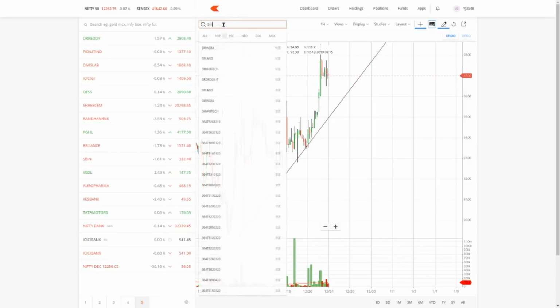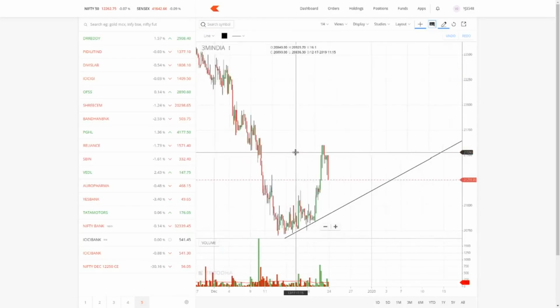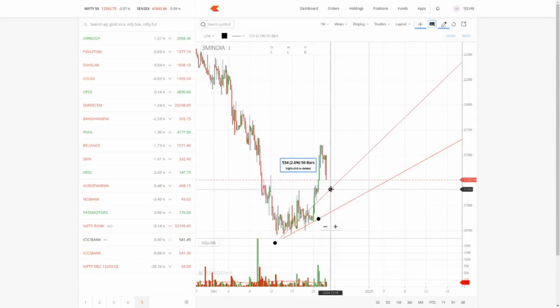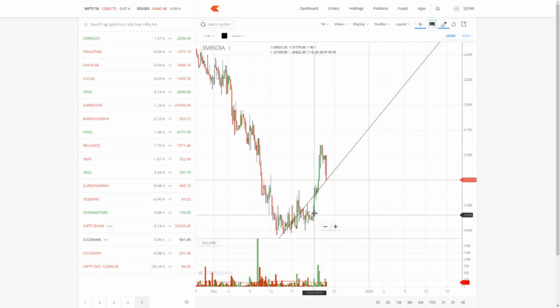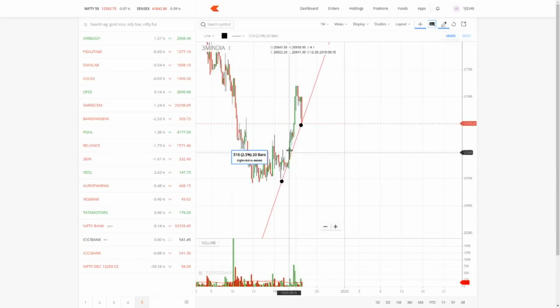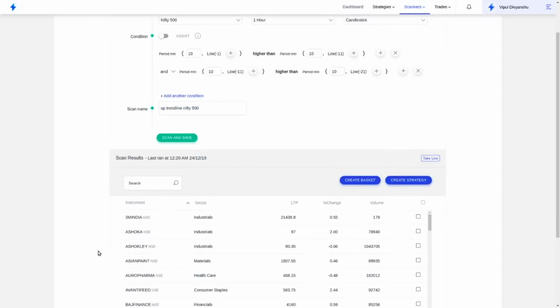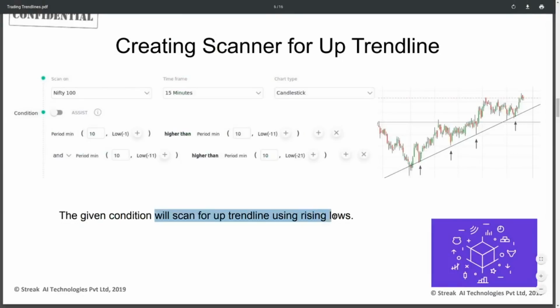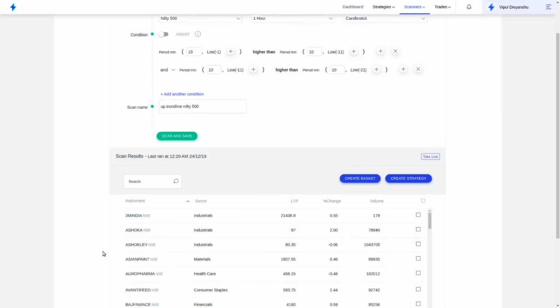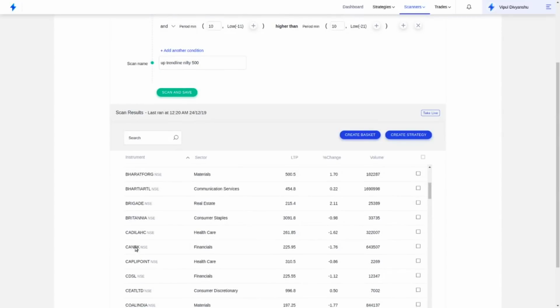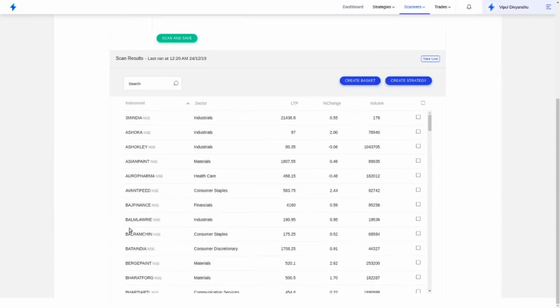We can also look at how the upward trend line looks on 3M India. Because the lowest low was formed here, it looks something like this. Based on this, you can identify what the new lowest low is, and which stocks have a rising low. So using rising lows, we can identify where an uptrend line is being formed. With Streak scanner, it becomes very easy for you to identify those kinds of stocks. You can easily see that out of 500 stocks, quite a few stocks have been scanned on an hourly candle.